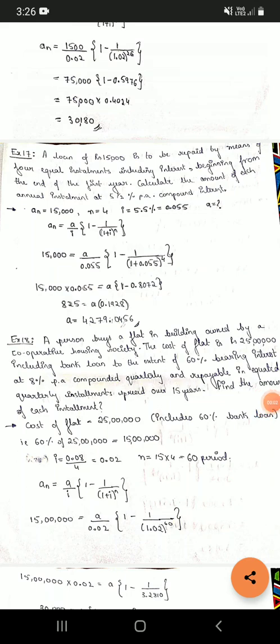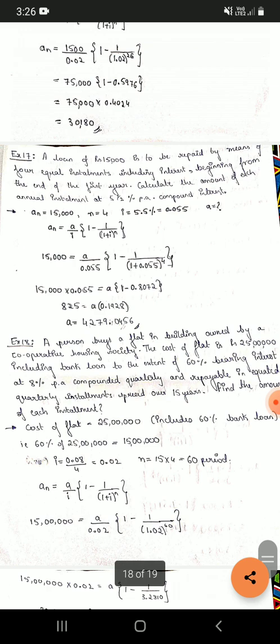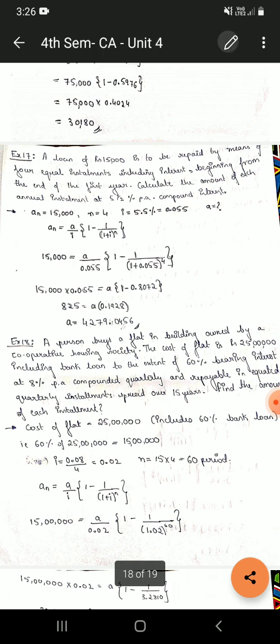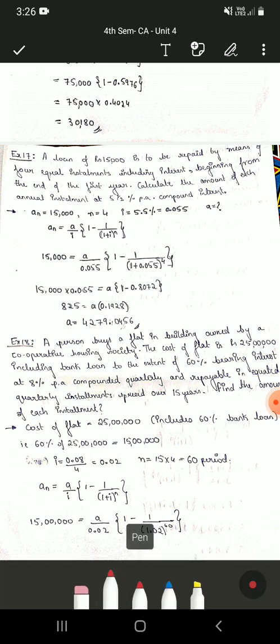In yesterday's class we had solved 16 problems in all from the chapter of annuity. So today we'll continue with the next set of problems. The 17th problem is: a loan of rupees 15,000 is to be repaid by means of 4 equal installments including interest beginning from the end of the first year. Calculate the amount of each installment at 5.5% per annum compound interest.